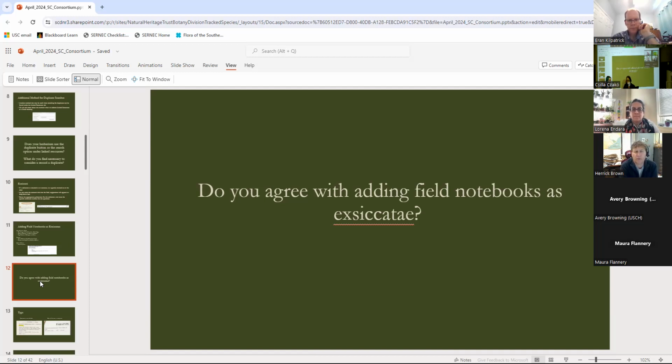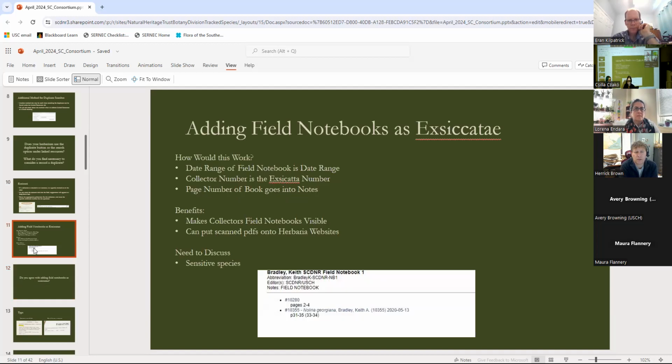Can you go back one slide? And so the issue here is, what is it doing, as far as the sensitive species goes? Well, if I'm posting the PDF as a public link, the scanned PDF of the field notebook, someone can find the sensitive species on the list and the exsiccata, go to the link, go to that page number, and then read all the information about the sensitive species and its location.